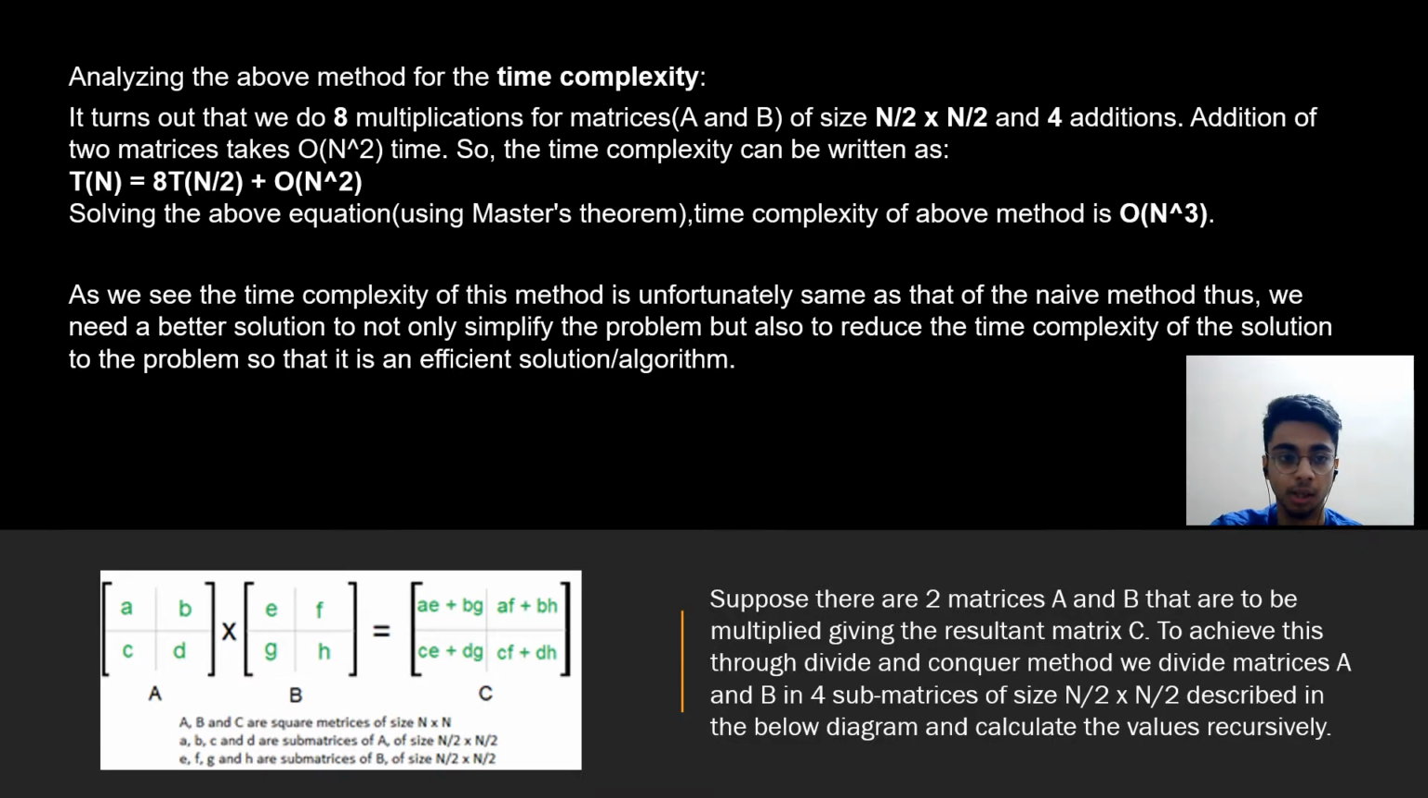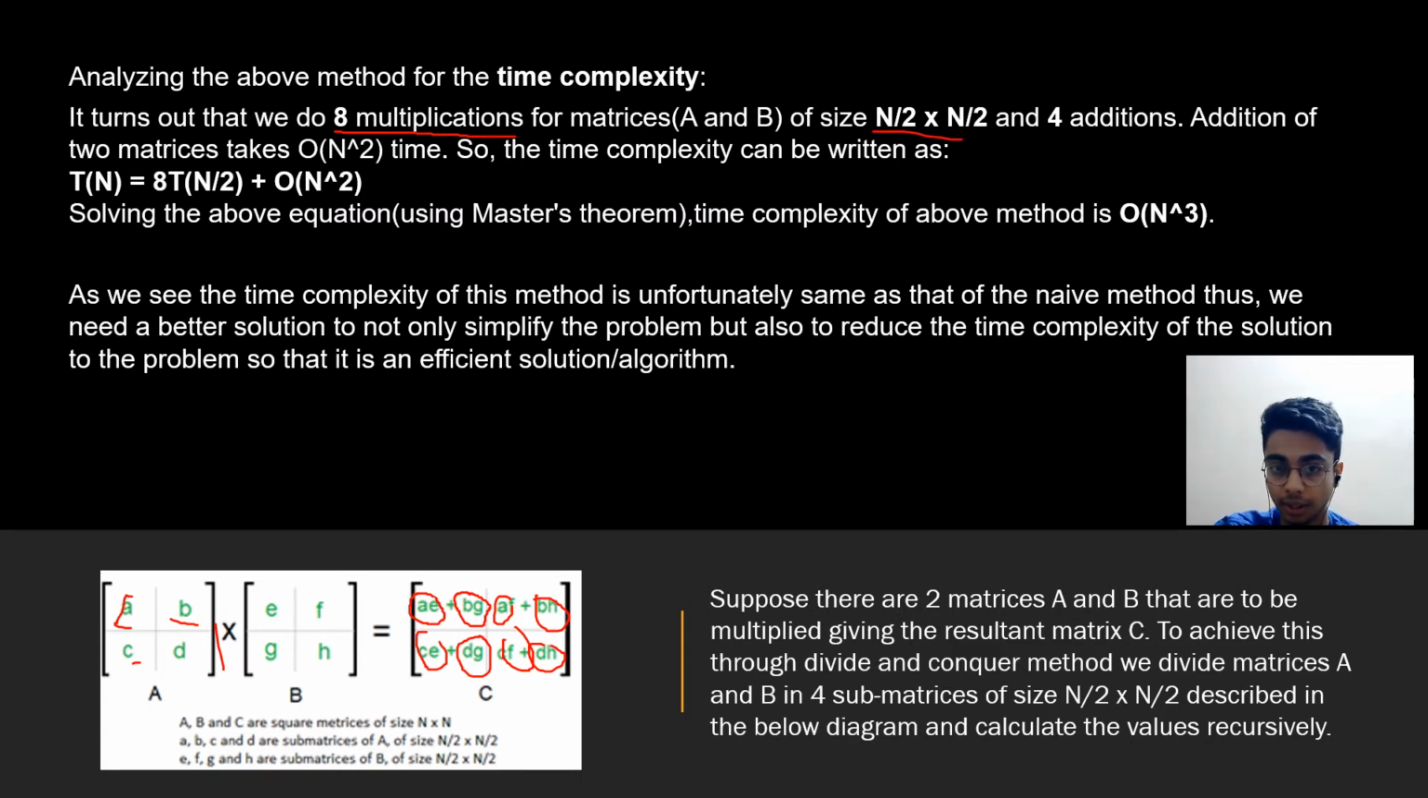Let's see. Now analyzing the above method, what we do is 8 multiplications. Okay, let's see how 8 multiplications. So you have a 2 cross 2 matrix here, 2 cross 2 matrix here. Let's say it's n and n. Now the first multiplication is AE, the second is BG, CE, DG, AF, BH, CF, and DH. So what we did is we basically have a complete big matrix which is divided into 4 sub matrices. Similarly with B, and now we have performed this. So we had 8 multiplications.